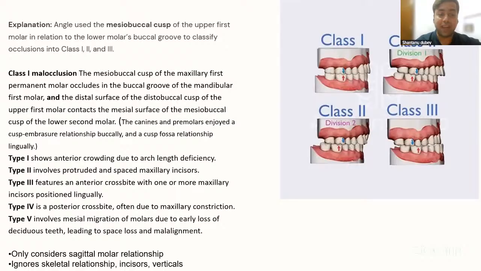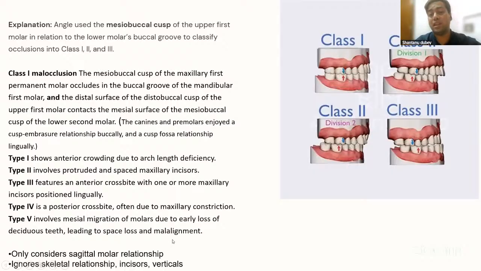And type 5, as you can understand, I have deliberately framed it this way. There is mesial migration of the molar due to early loss of a deciduous tooth, which is the fifth tooth, because the molar is the sixth. So type 5 is loss of the fifth and mesial migration of the sixth. I want you to remember it this way.